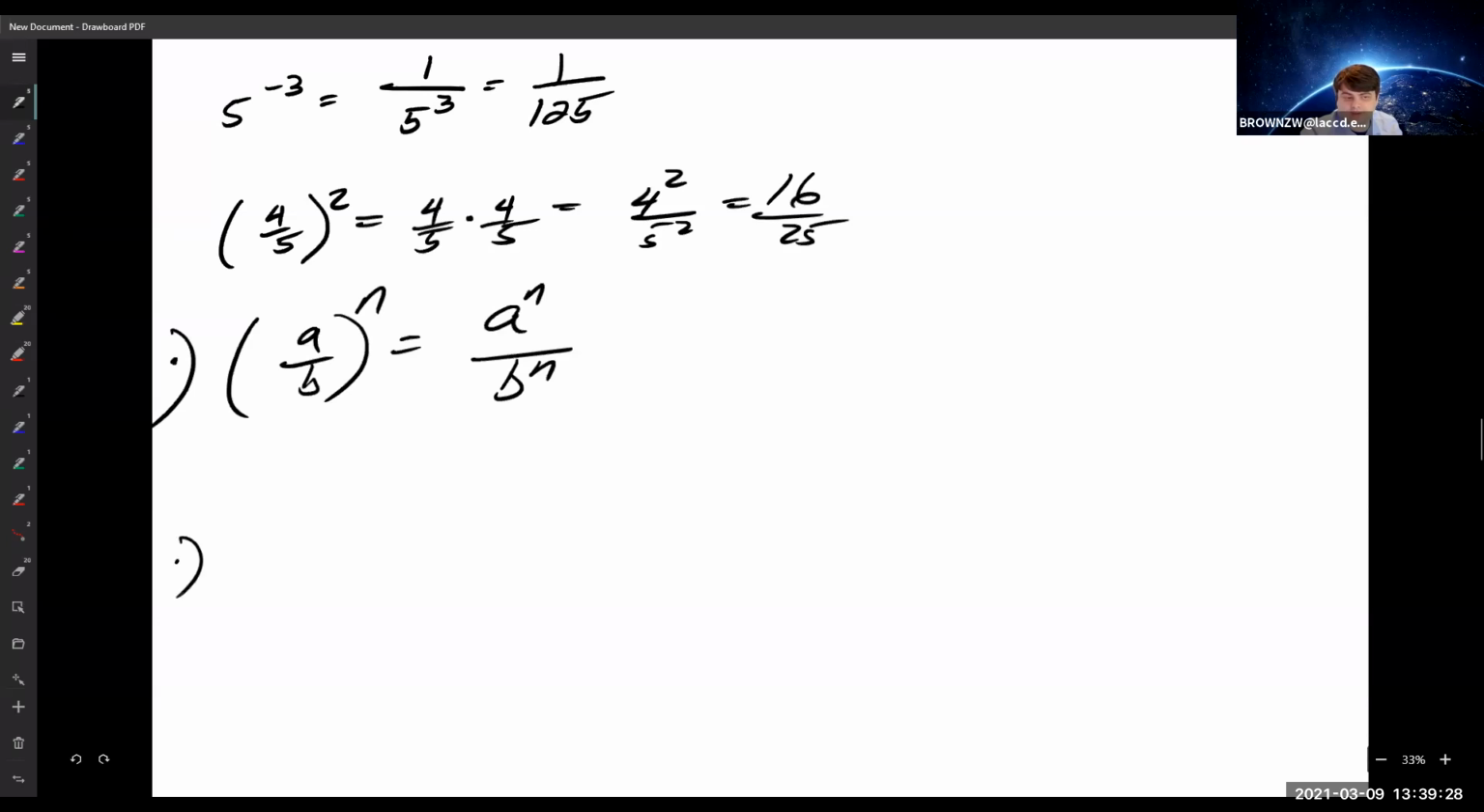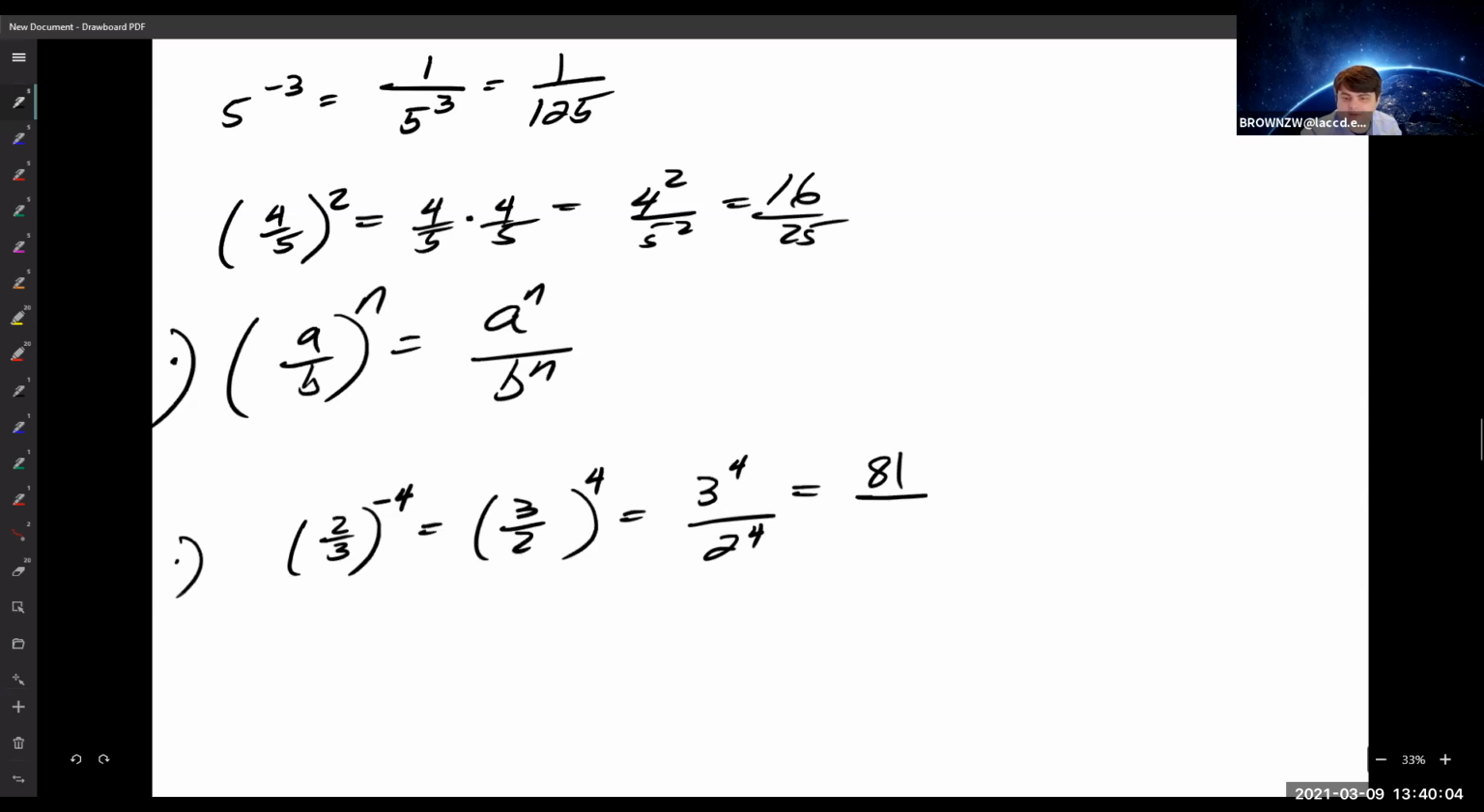If we have a fraction to a negative power, well, the easiest way to do this is remember that negative powers cause reciprocals. So what I can do is just take a reciprocal of this to be 3/2, and now we can raise that to a positive power. And now applying this last rule we just wrote down, this is 3 to the 4th all over 2 to the 4th. 3 to the 4th power is 81. 2 to the 4th is 16.